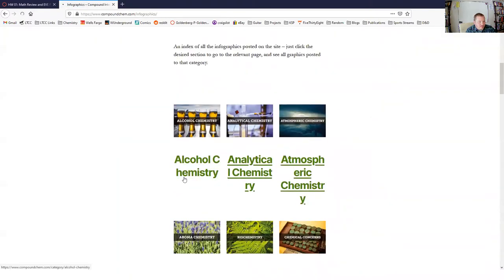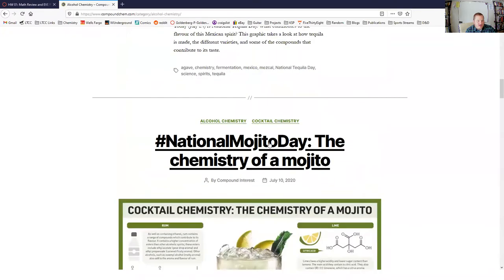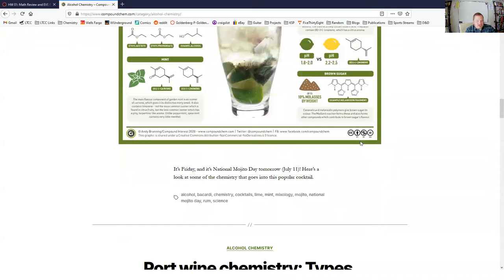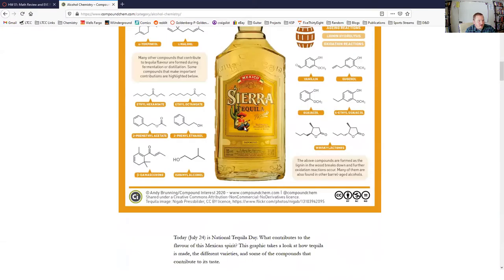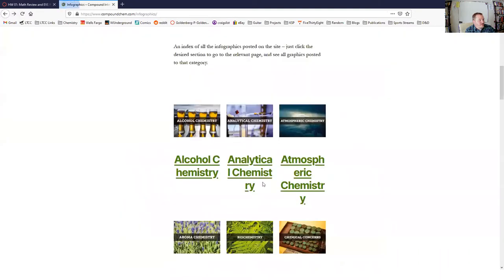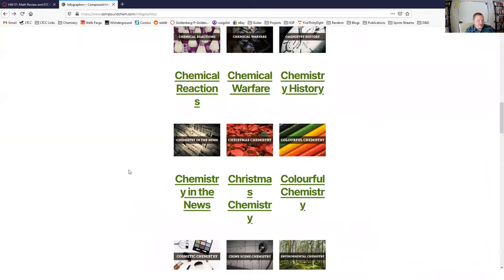If you're interested in beer, you can find the chemistry of tequila or the chemistry of hop oils or mojitos, and what the various compounds are that make a mojito taste different than a margarita. So there's lots of cool stuff here. It's a fun way to spend some time just browsing. If you want to see just how related chemistry is to your particular field, you can come in here and find all sorts of stuff. Environmental chemistry is covered in here.